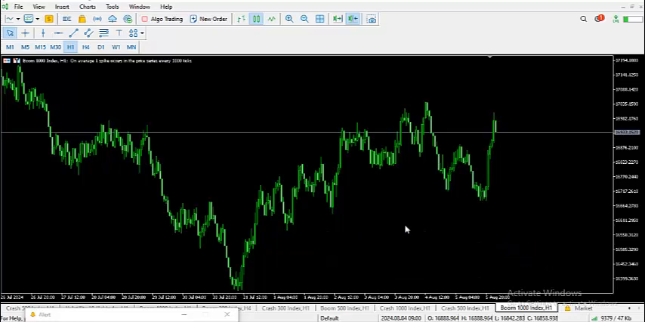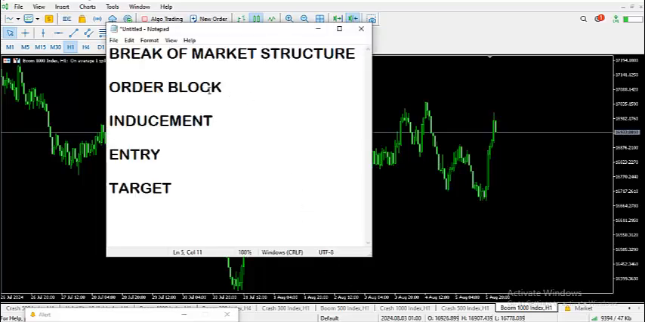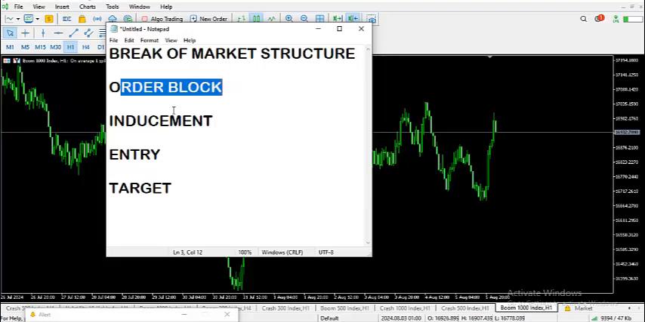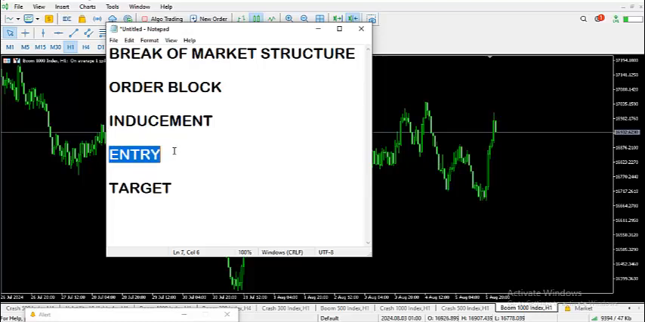So basically I'm going to show you some things that you need to first consider before you can take a sniper entry, or before you can start your entry from where the market wants to trend from. The first thing you need to do is to identify the break of structure. The second thing is identify the order block. Then you need to take note of inducement, and you need to have an entry, then your target. So I'm going to quickly identify those things for us right now.